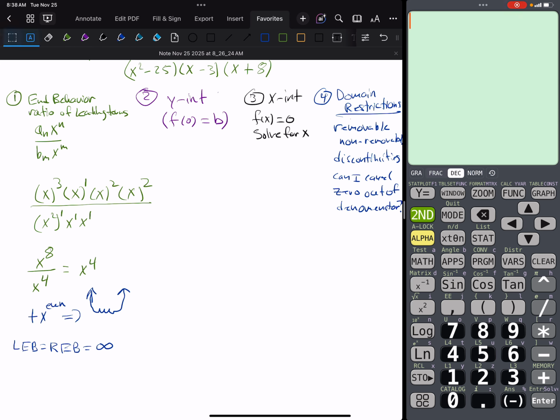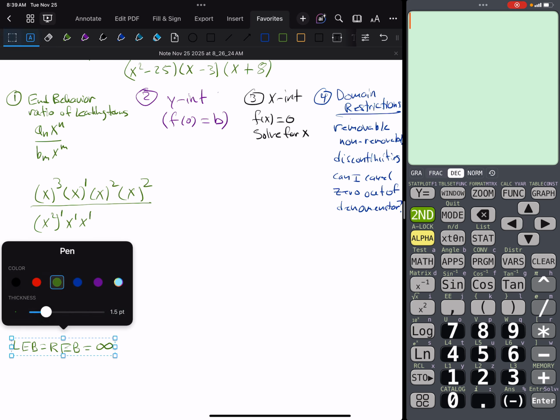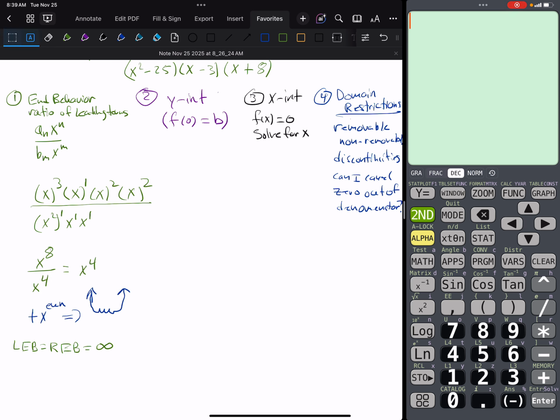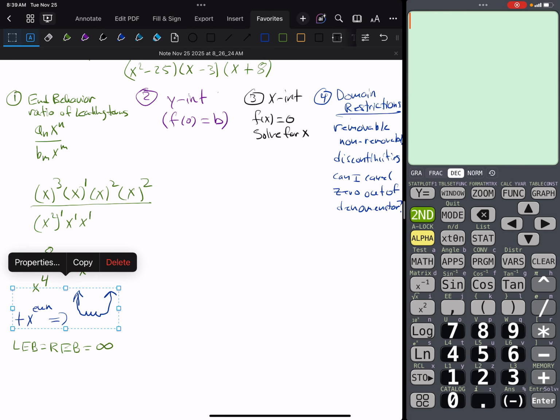Okay, and I really should color code that to be green again. Just using the blue to kind of remind us that that's a memorized fact that came out of our textbook or our lectures from earlier.